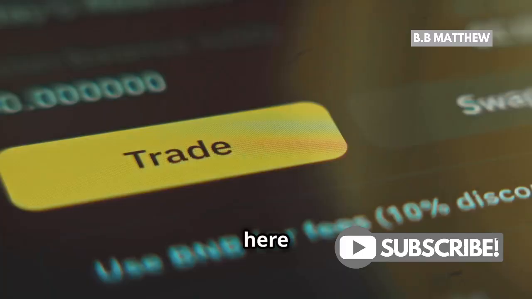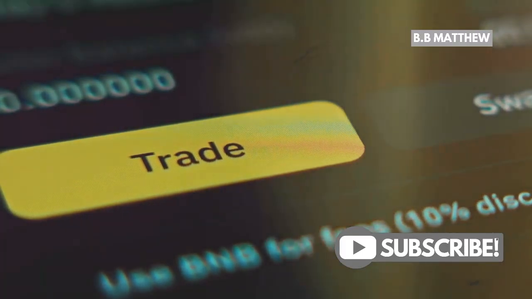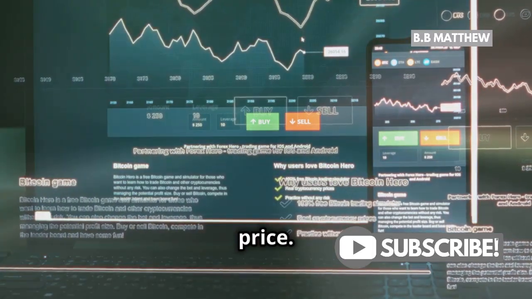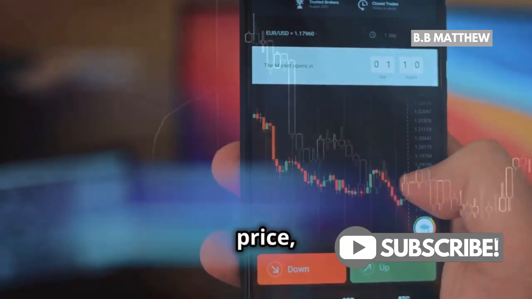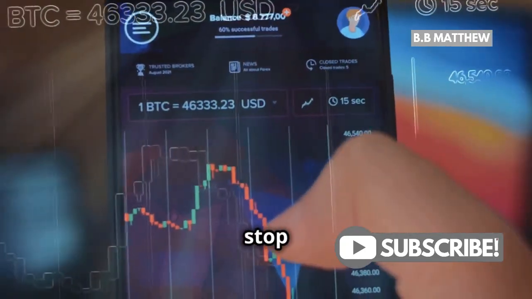You've got options here: market, limit, or stop orders, depending on your trading strategy. For a quick trade, a market order will execute immediately at the current market price. If you're looking for a specific price, go for a limit order. And to manage risk, consider using a stop order.